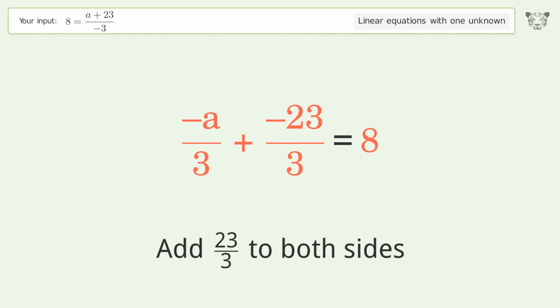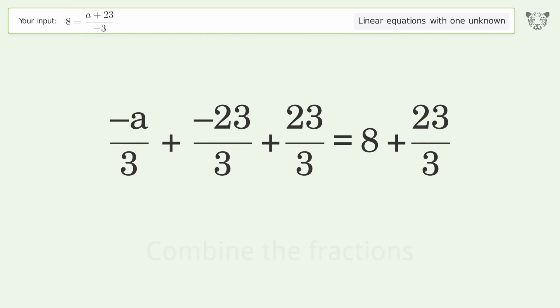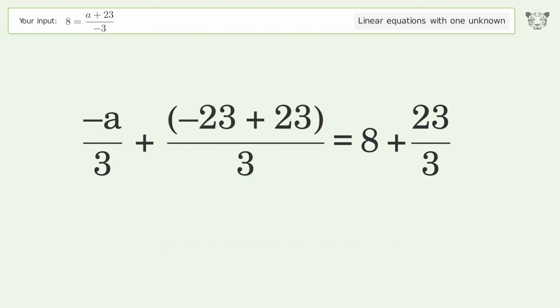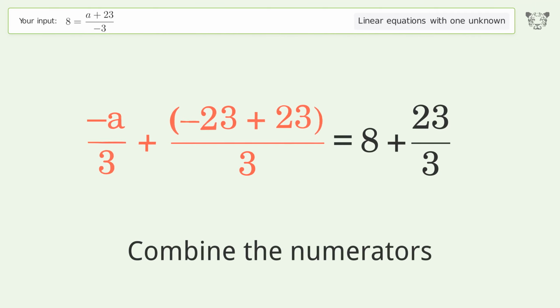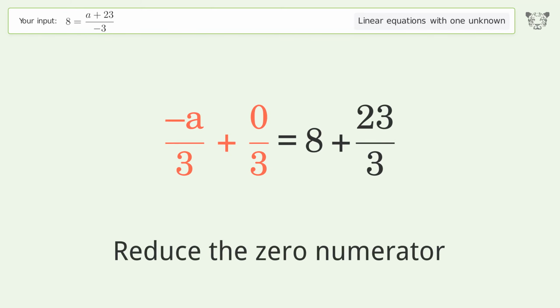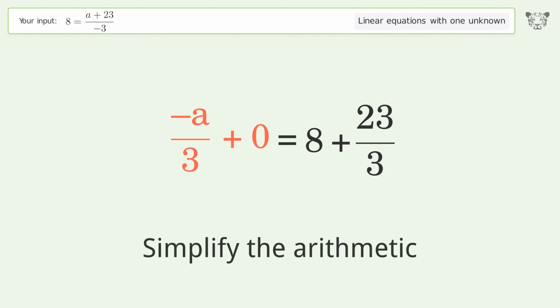Add 23/3 to both sides. Combine the fractions. Combine the numerators. Reduce the zero numerator. Simplify the arithmetic.